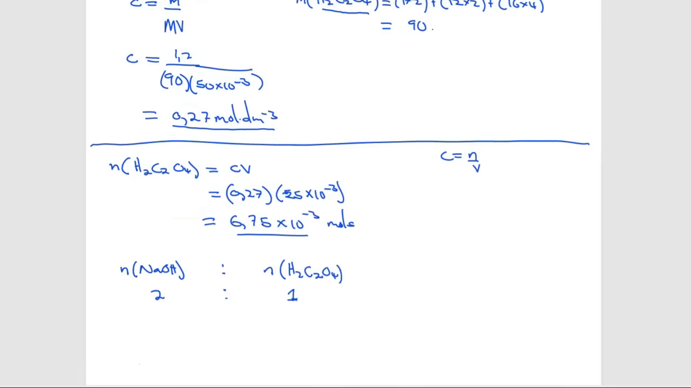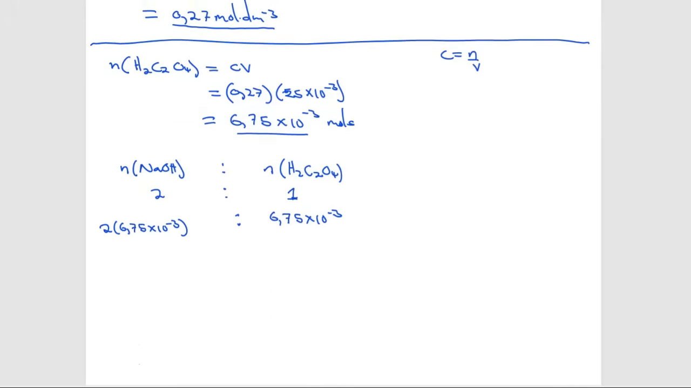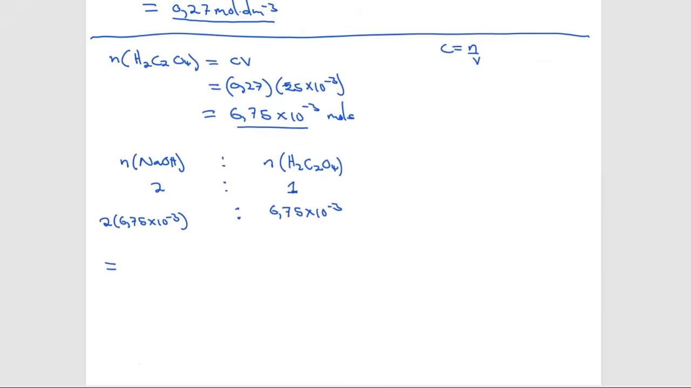According to our calculations, we got a value of 6.75 times 10 negative 3. Therefore, on this other side, this one is going to be double, so 2 multiplied by 6.75 times 10 negative 3. If I do my math, I get a value of 0.0135. So these are the moles of sodium hydroxide that we're having there.